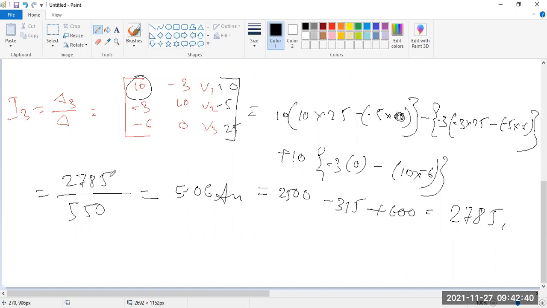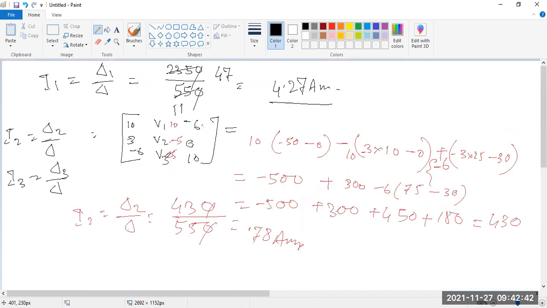So in this way, we can apply this Cramer's rule. You can see how Cramer's rule is working. If we want to find I2, put the value of V2, then solve it. And first you have to solve delta. So I1 is delta 1 by delta, I2 is delta 2 by delta, I3 is delta 3 by delta. This is Cramer's rule. In this way, we can go for the mesh analysis.